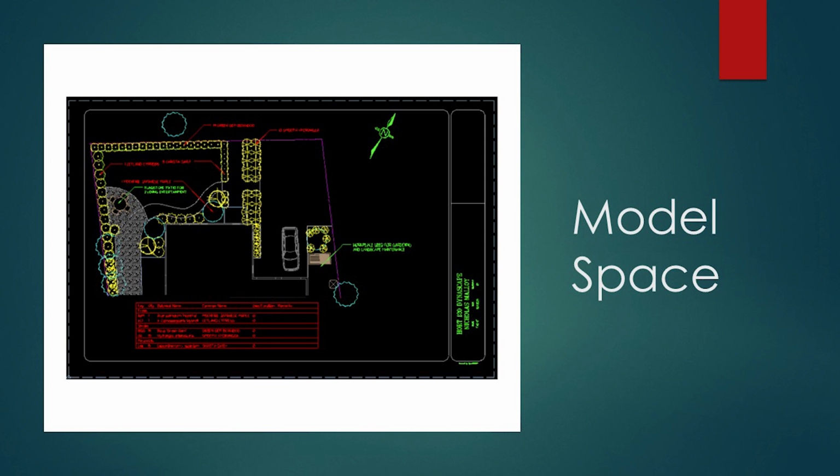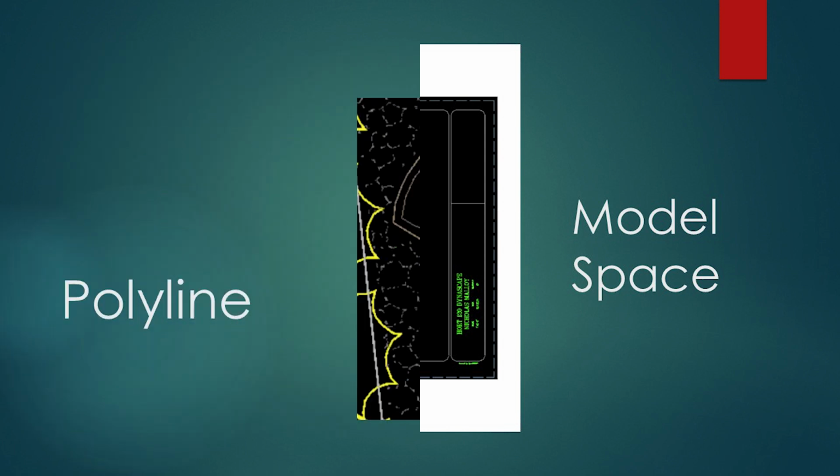AutoCAD and Dynascape differ in their paper spaces. There's a separate paper space where the completed drawing is moved to and then scaled, but in Dynascape, the paper size and scale is selected before we start to draw.